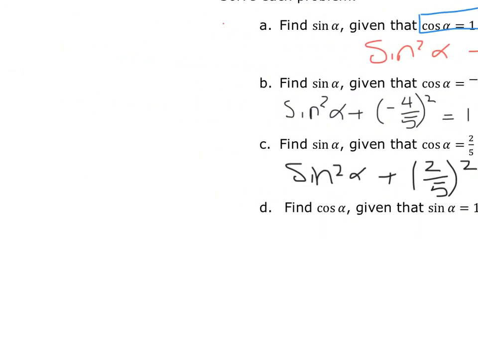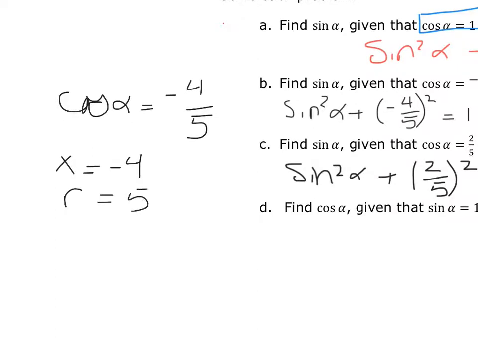So I'm going to go over here, and I know the cosine of my angle is negative 4 over 5. What is x? What is r? How do I find y?